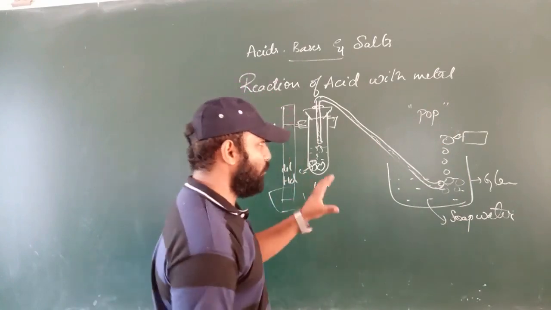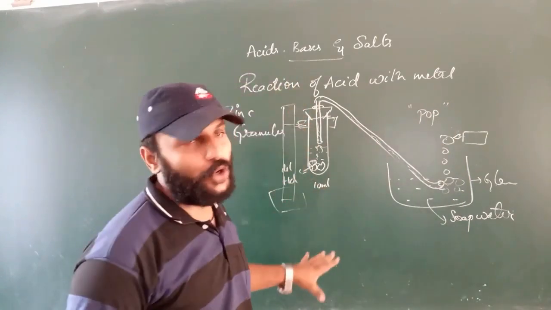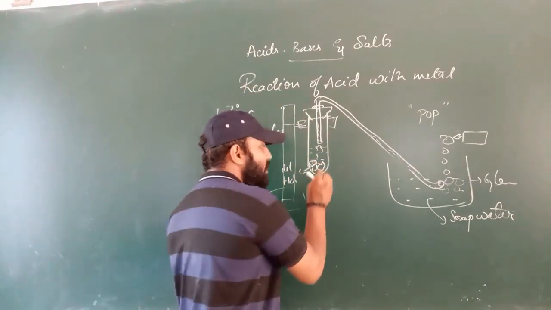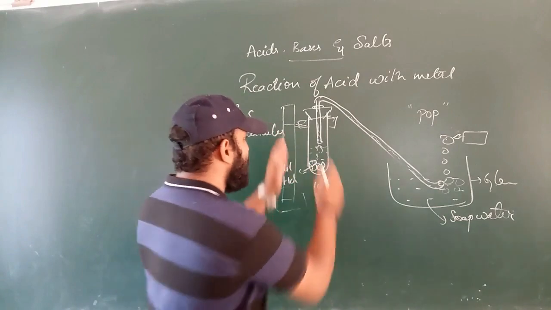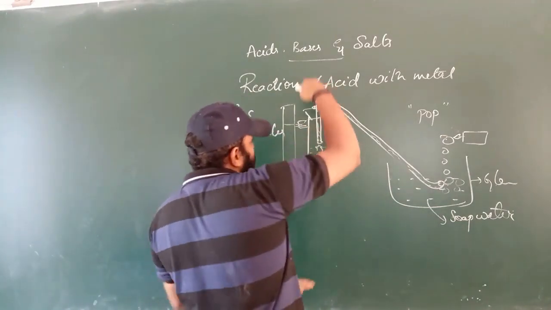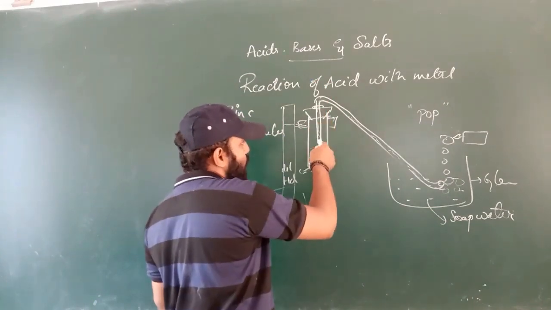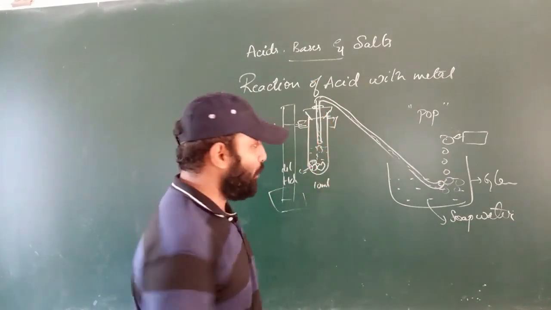So listen here. What I have done here: I have taken one test tube and placed 10 ml of dilute HCl into that test tube. Into that I have placed small zinc granules. I have clamped that test tube to a retort stand and closed it with a single hole rubber cork. Through this rubber cork, I have placed one end of the delivery tube into the test tube.